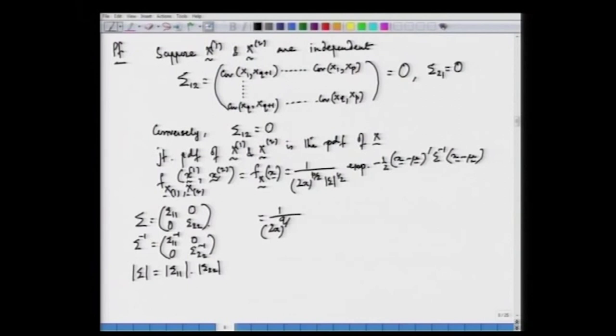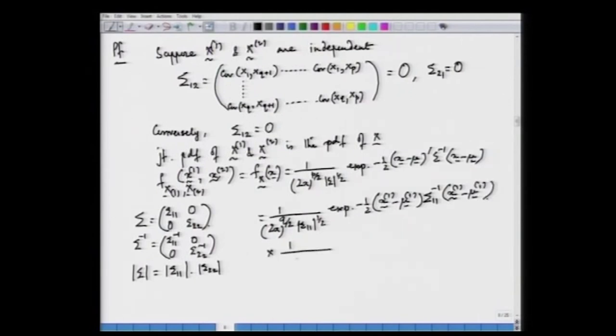First I take q out of this and I take just one part of the product. So, this is sigma 1 1 to power half, and I also write the sigma inverse as the two constituent parts, and then combine the two quadratic forms, and then I can easily see that this is nothing but exponent of minus half x 1 minus mu 1. Note that mu is also partitioned in the same manner as mu 1 and mu 2, and here I am going to have sigma 1 1 inverse with x 1 and mu 1.